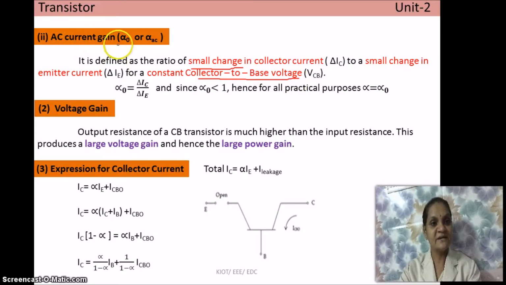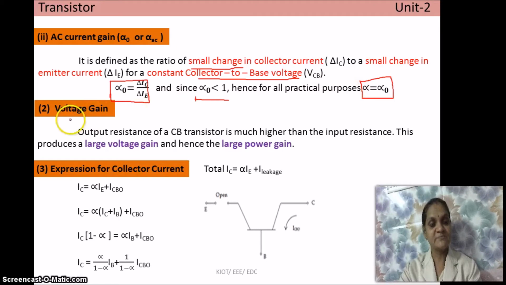AC current gain is represented by alpha naught or alpha AC suffix. The expression can be written as alpha naught is equal to delta IC divided by delta IE. This is because it is the small change in collector current to the small change in emitter current at a constant output voltage, that is, collector base voltage. As I already informed you, alpha is less than 1. Similarly here also alpha naught is less than 1. And for all practical purposes, alpha is more or less equivalent to alpha naught. We are considering it like this.